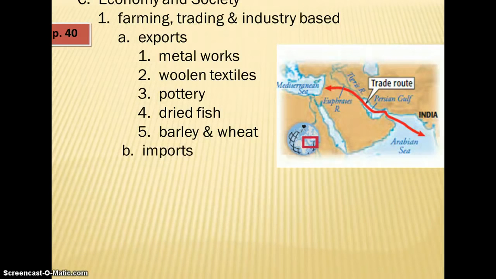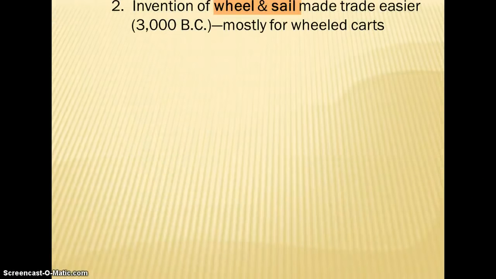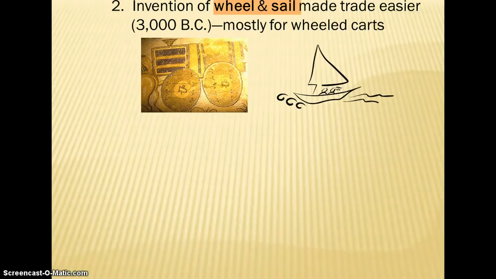So what did they want to get from other people? Since they were great at working with metal, they wanted to import more copper and tin to make more bronze. And since they didn't have trees, they wanted to import cedar. Now the wood that they imported, or the cedar wood, was primarily used for boats or ships. And so with the invention of a sail and having cedar wood, clearly they were great at building ships. The wheel was not used for human transportation, but primarily for wheeled carts, and so it was transporting goods, not people.